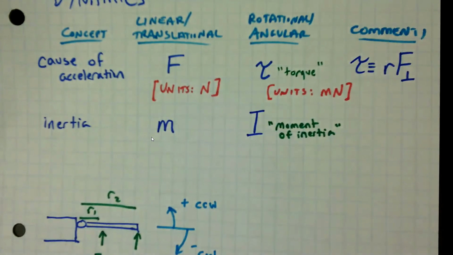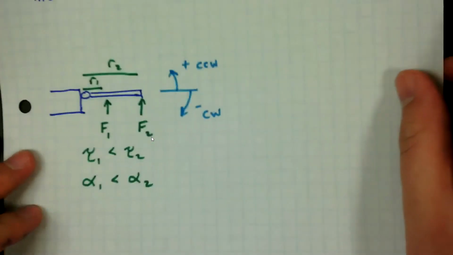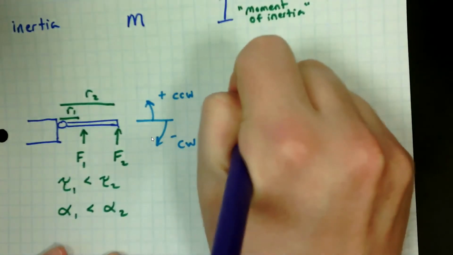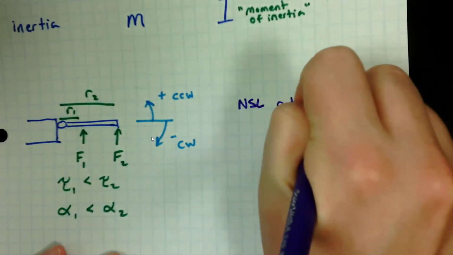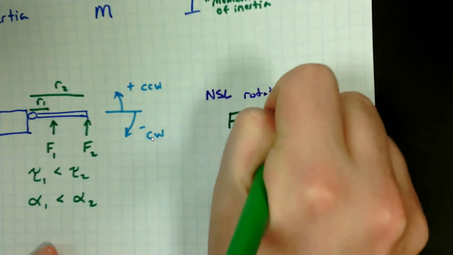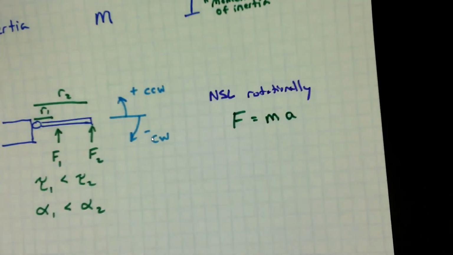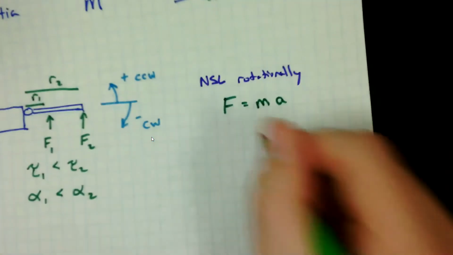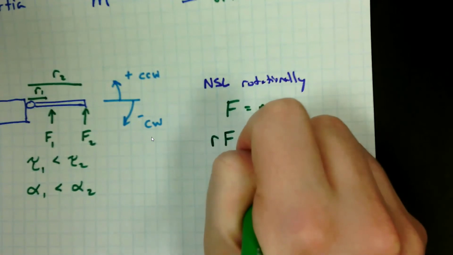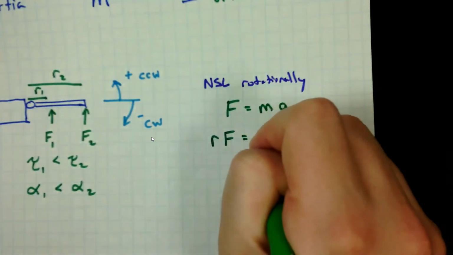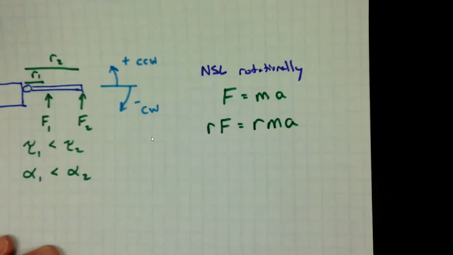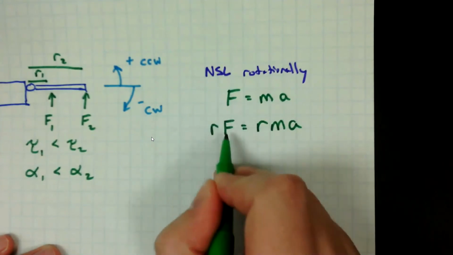So down here, we're going to recast Newton's second law rotationally. If you recall, Newton's second law as an equation was F equals ma. What we're going to do, just because we can, is multiply both sides by R. Because if we do this, what's that? Torque.